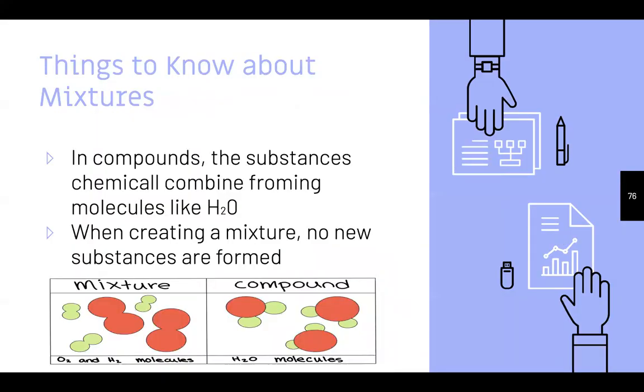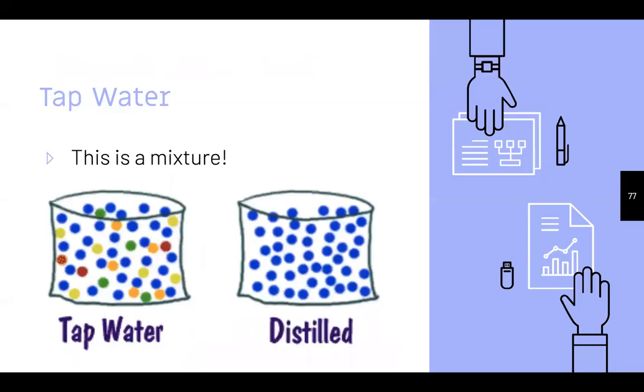Just some things to know about mixtures is that in compounds, the substances chemically combine, forming molecules like H2O. When creating a mixture, no new substances are formed. And you can see a mixture down below, they are separated like this heterogeneous, and compound, it's the H2O molecules. Example is tap water, right? This is a mixture. Tap water has all these different minerals in it to make it a mixture, and then we have distilled, obviously does not have minerals.